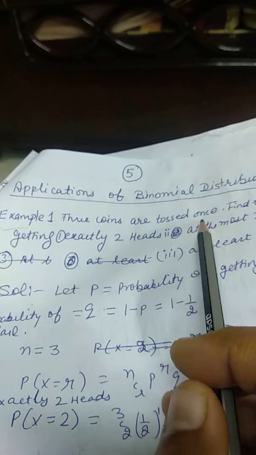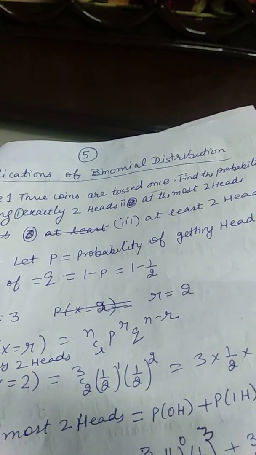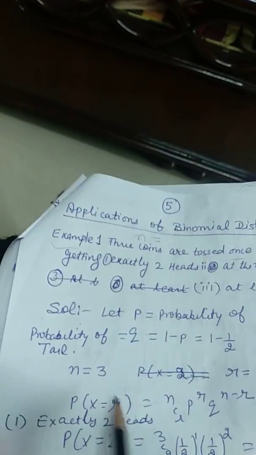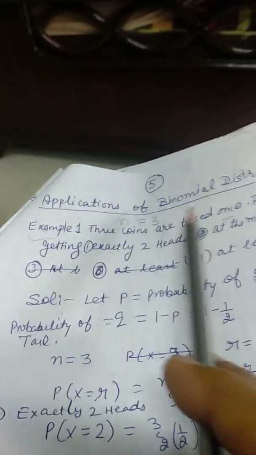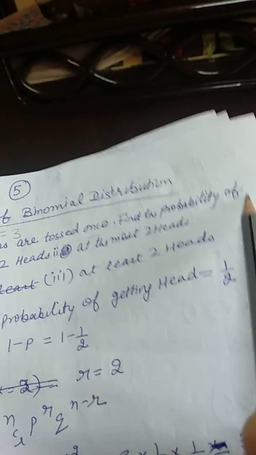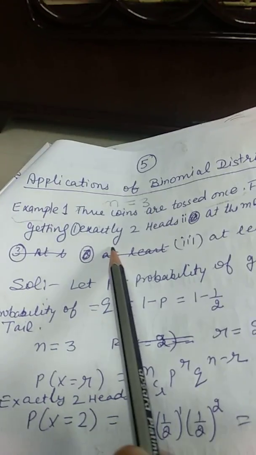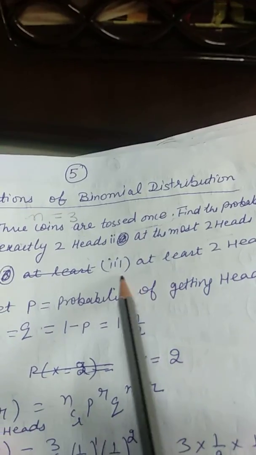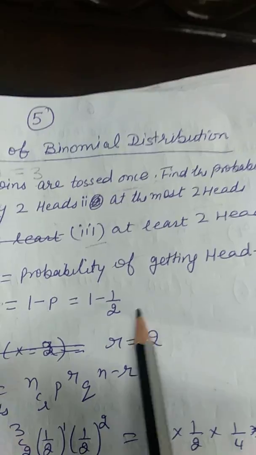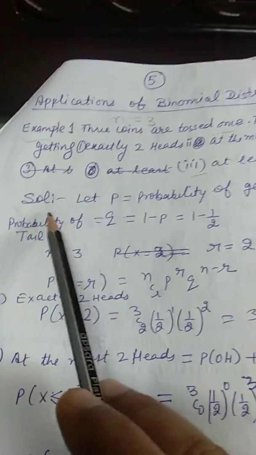Let me just see. 3 coins are tossed once. So how many coins are tossed once? 3. So it means n is equal to 3. Right? 3 coins, n is 3, are tossed. 3 coins are tossed once. Then find the probability of getting exactly 2 heads, at the most 2 heads, and the third part of the question is at least 2 heads. So I will send you these numericals so that you can solve them yourself also.